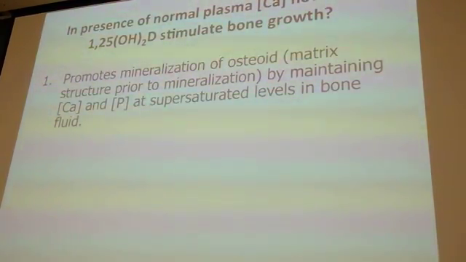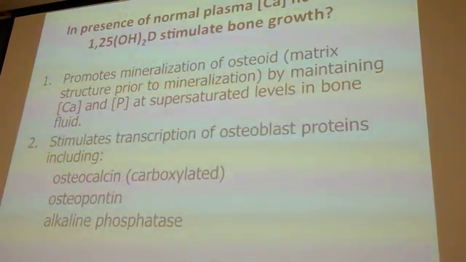Okay, so in the presence of normal plasma concentration, vitamin D can stimulate bone growth. It serves an important function. It does this by promoting the mineralization and the matrix structure, the formation of this prior to mineralization. And it can do this in a few different ways. One is by maintaining the levels of calcium and phosphorus in the plasma at supersaturated levels in this bone fluid. So it's important for maintaining the calcium concentrations.